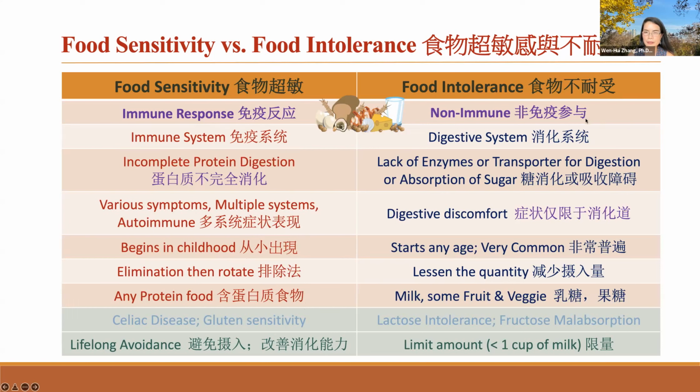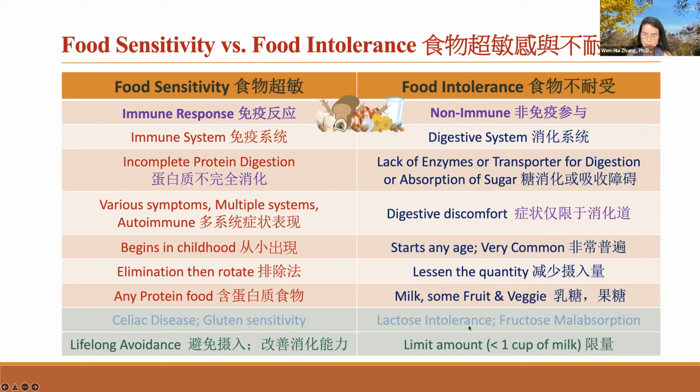But food intolerance is non-immune related. Usually it's lack of enzymes to digest the food or inefficient transporters for absorption of carbohydrate foods, mostly sugar. So it's limited to the digestive system. And it can start at any age. It's very common. We just need to reduce the intake. No need to completely avoid the food. So like milk, some fruit and vegetables.